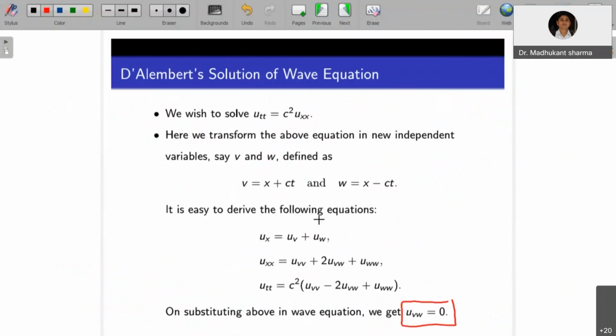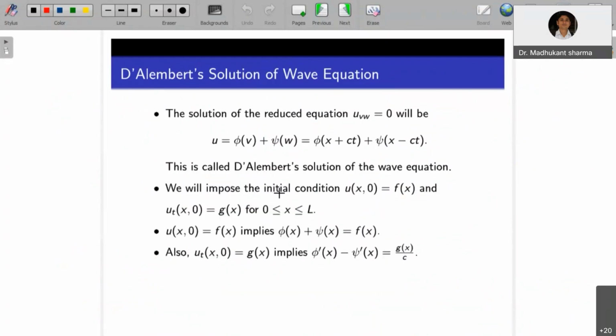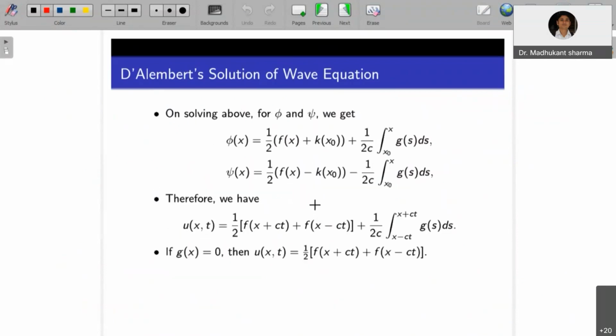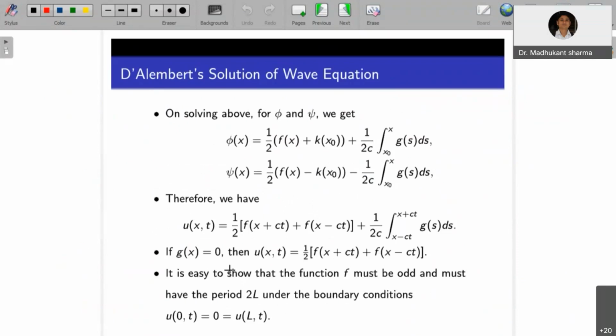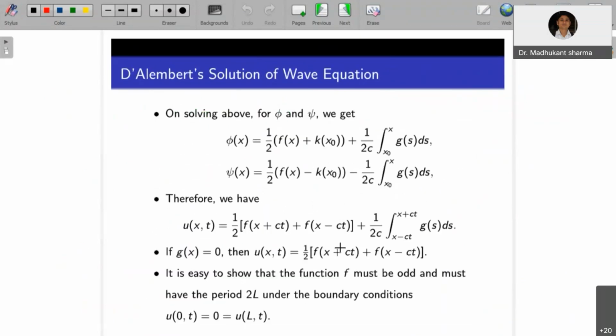And again, accordingly, this sign will be changing. These things are repeated here, so I'm not just leaving it out. Okay, so we are done with the D'Alembert solution of the wave equation.